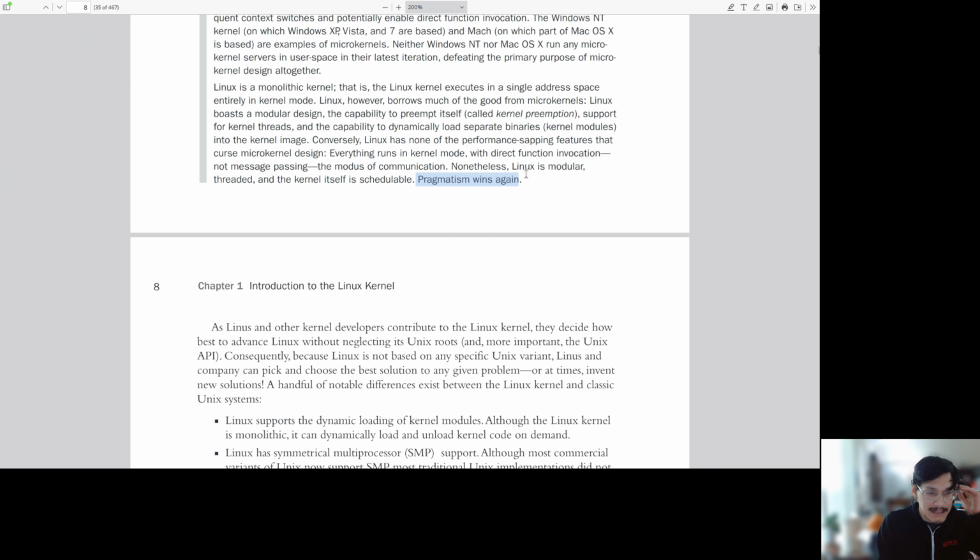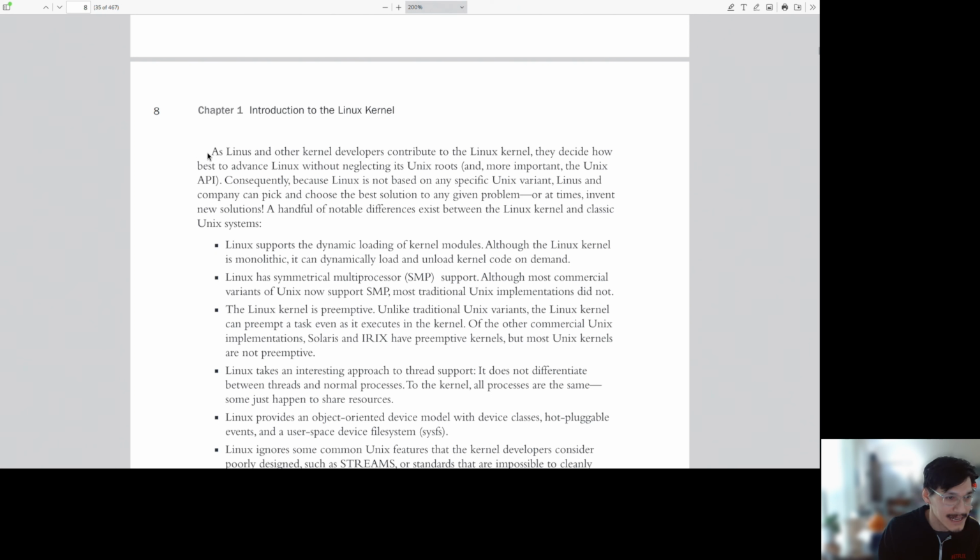Okay. How much time do we have? Cool. Well, let's see if we can get one more page in. All right. 35 out of 467. Oh, wow. It's not going to be that long of a book then, I guess.